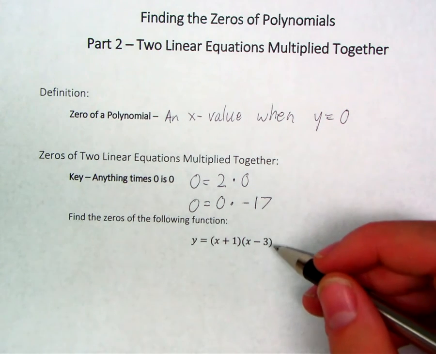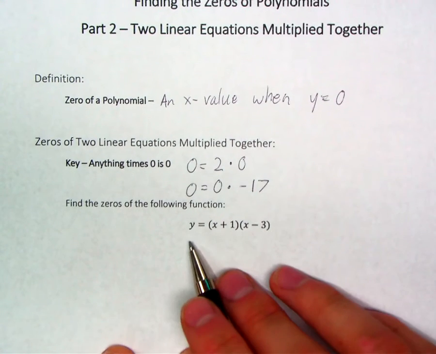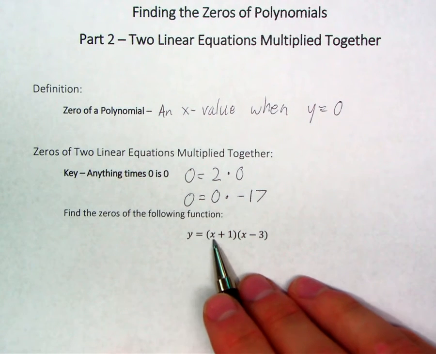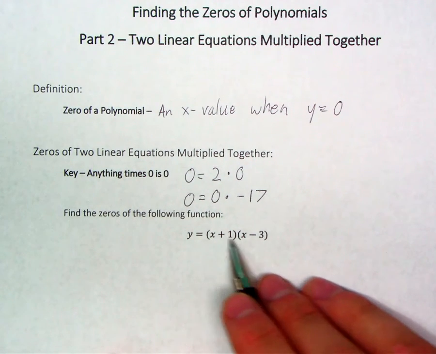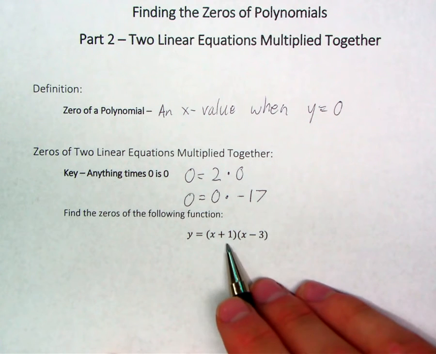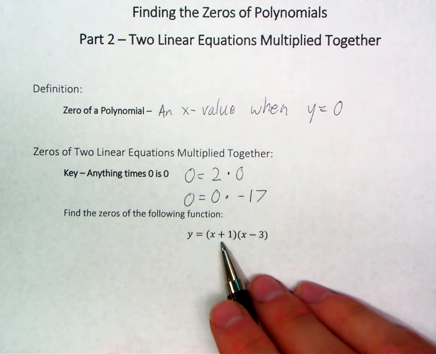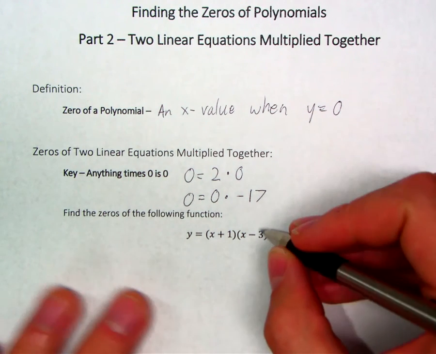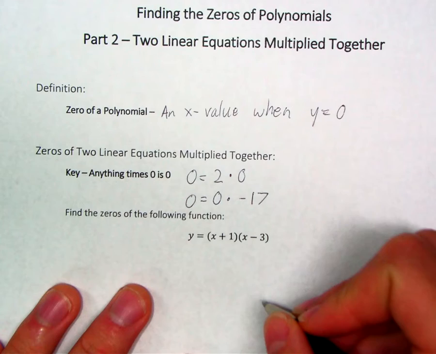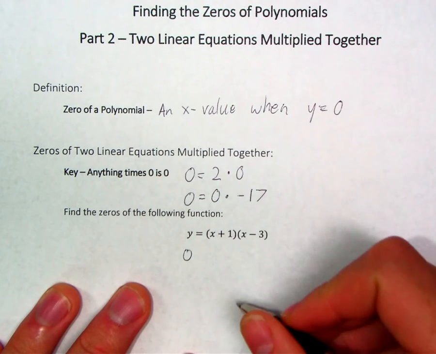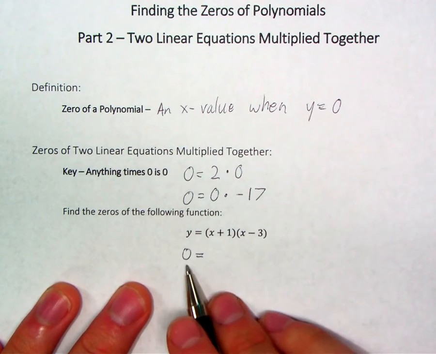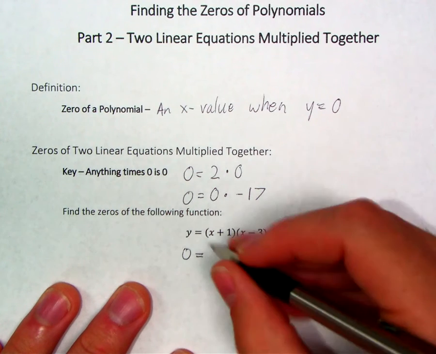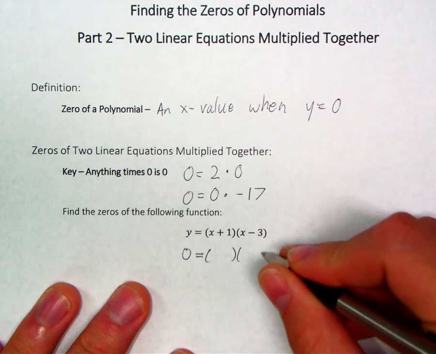Okay, so let's look at a problem here. We have an equation, and if you notice, this equation has two parentheses being multiplied together, and in each of those parentheses is a linear equation. So we got two linear equations multiplied together. Now, to find the zeros of a polynomial, we want y to equal 0. Now, we have y equals 0, and we have two things multiplied together.